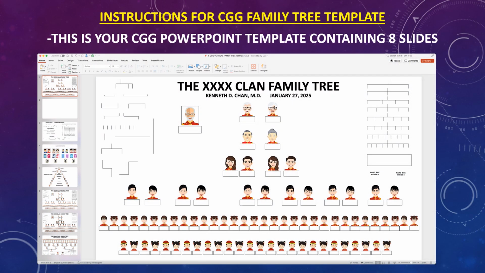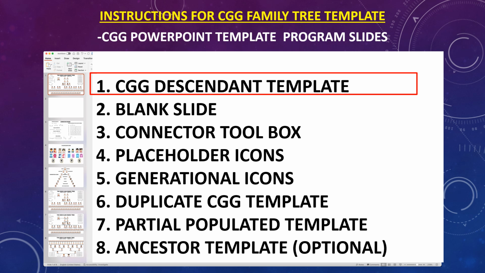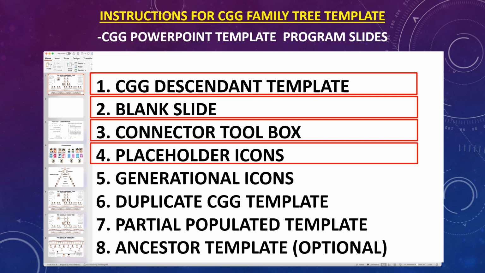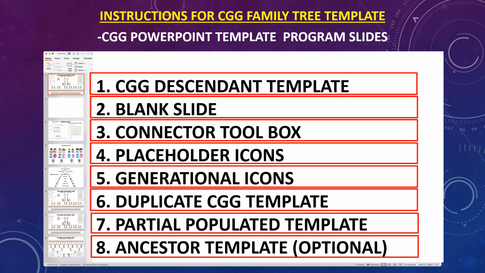This is your CGG PowerPoint template, containing 8 slides. Slide 1, CGG Descendant template. Slide 2, blank slide. Slide 3, connector toolbox. Slide 4, placeholder icons. Slide 5, generational icons. Slide 6, duplicate CGG template. Slide 7, partial populated template. Slide 8, ancestor template, optional.